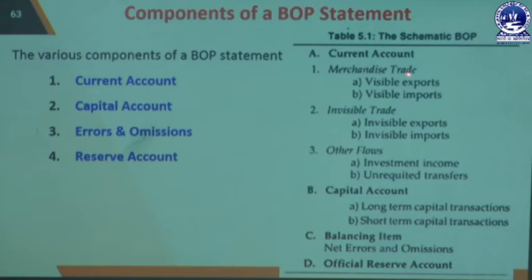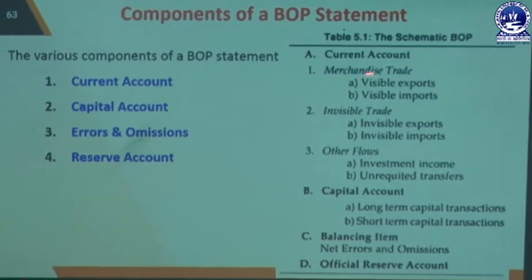In mercantile trade, it comes under the visible exports and visible imports. That means in mercantile trade, or goods trade, mercantile means the goods which are traded in the country. That means all the imports and exports of goods, or the trade transactions made by the country, are shown under the current account in mercantile trade, which are visible exports and visible imports.